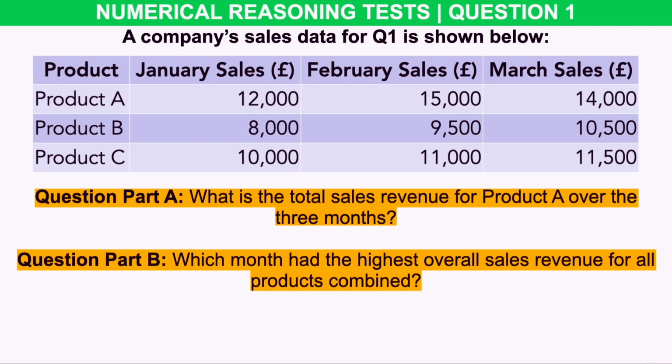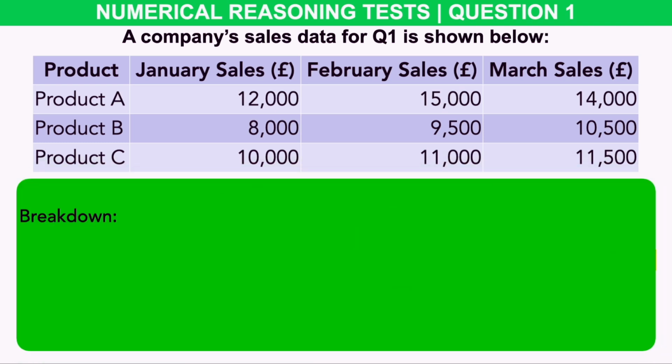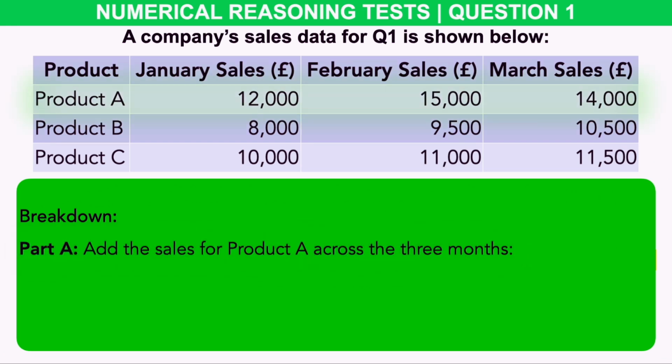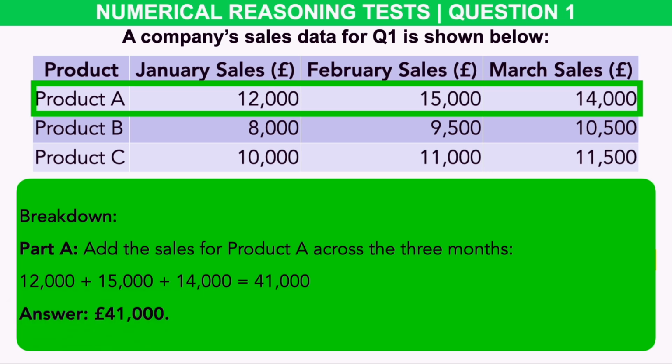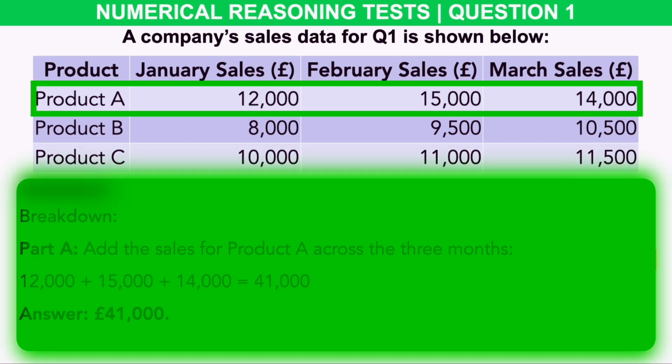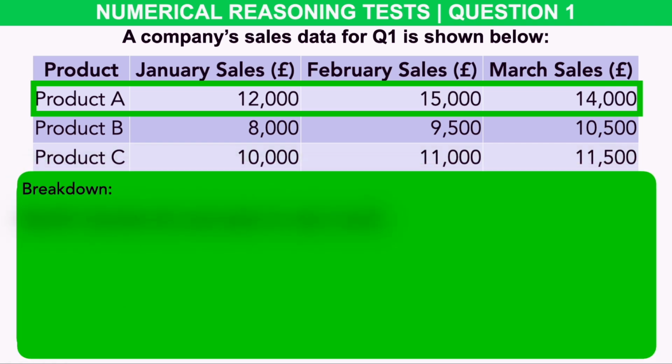Okay, how did you get on? Let's break down how to answer these numerical reasoning questions easily. So, to answer part A, we first need to add the sales for product A across the 3 months, as highlighted here. So 12,000 plus 15,000 plus 14,000 equals 41,000. So the answer to part A is £41,000.